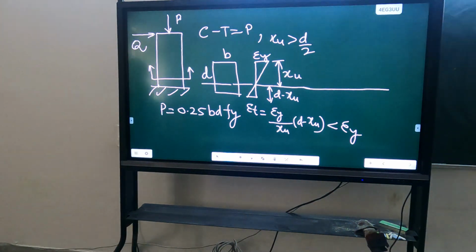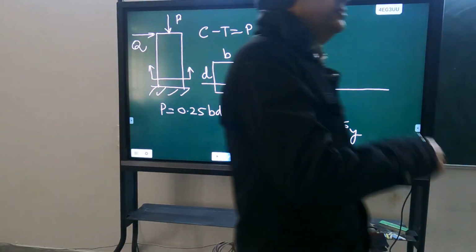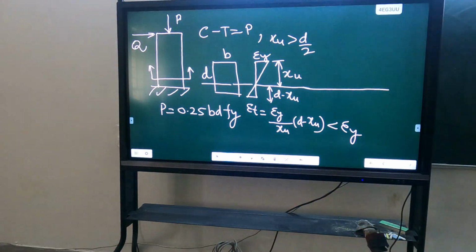How will the stress diagram look? Same section which we have considered yesterday. So the only difference from yesterday is that now we have applied axial force. Earlier it was pure bending.